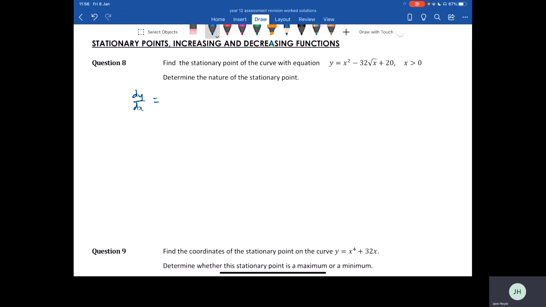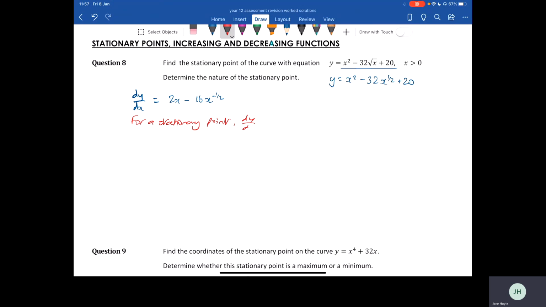So this curve here, x squared minus 32 root x plus 20. The first thing to do would be to rewrite that root x as x to the power of a half. Then I've got the 20 at the end. If I differentiate, I've got 2x minus 32 times a half is 16. I need to subtract 1 from the power to get negative a half, and then when I differentiate 20, that's 0. Now, we know that for a stationary point, so this is for a max and a min, the gradient is equal to 0.